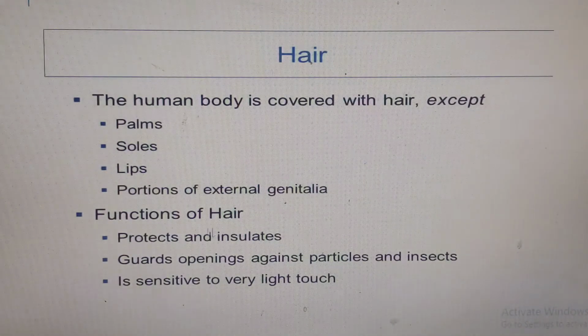What is hair doing? Hair is actually protecting and serving as an insulator. By way of protection, for instance in the nasal passages, it will trap particulate matter so that they don't get into the airway. By way of insulation, upon contraction during cool conditions, it will cause the hair to stand erect on the skin by way of trapping a layer of air to serve as an insulator, so that we reduce heat losses by conduction. Then it will also guard the various openings against particles, as I said in the nasal cavity.